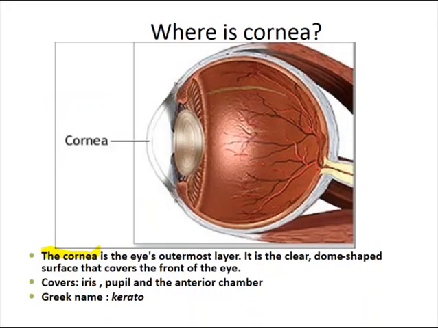In the second slide, we should know about the simple details on the cornea. Where is the cornea? Cornea is the eye's outermost layer. It is a clear, dome-shaped surface that covers the front of the eye, covering the iris, the pupil, and the anterior chamber. It arises from a Greek name, kerato.